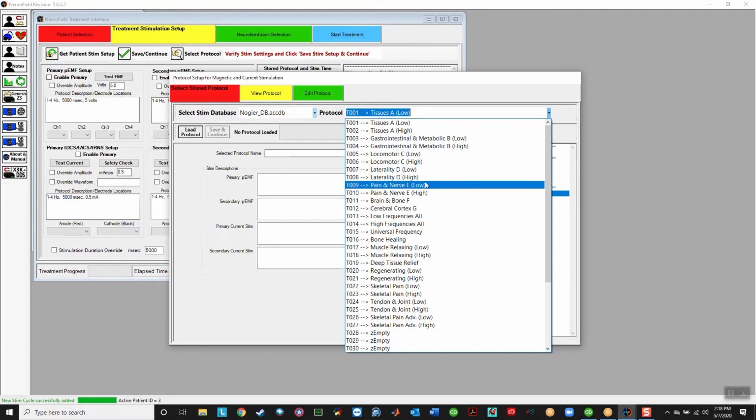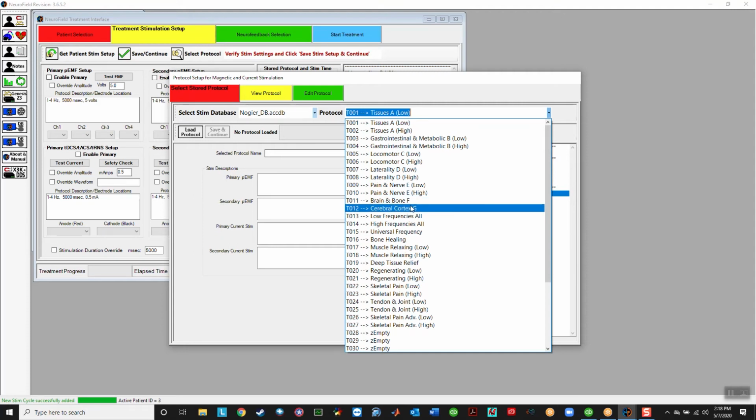And there's pain and nerve, which is a great protocol for anybody with nerve pain, joint pain, that kind of thing. And brain and bone, this one is very good, again, for pain associated with the bones. I've seen people get this one and have pain eliminated within 30 minutes.